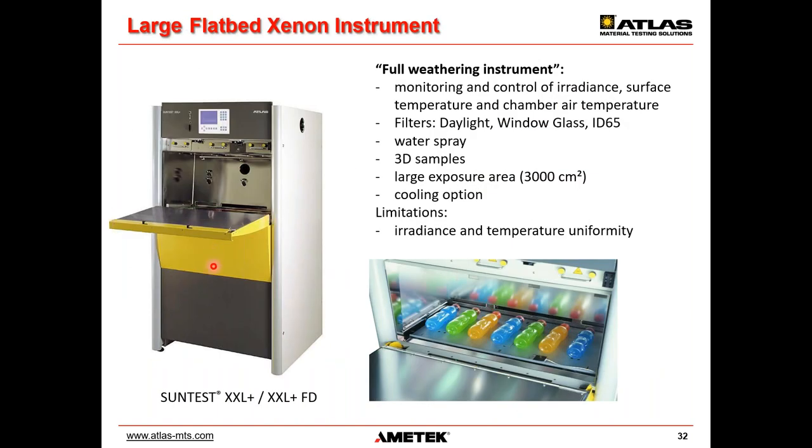One large flatbed has a humidifier underneath, the XXL Plus. This is a fully functional weathering tester with a little bit of a deficiency: you have to manually rotate your samples inside because you cannot reach the corners very well. You typically have a uniformity of plus minus 10% for irradiance and temperature, maybe a little bit lower, around 7%, that we can achieve with the XXL Plus. But that's typically the limitation. And rotating rack instruments have a uniformity of plus minus 3%, something like that. So they are much better.